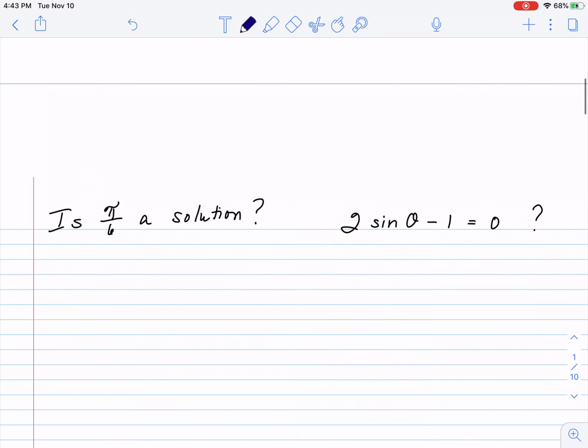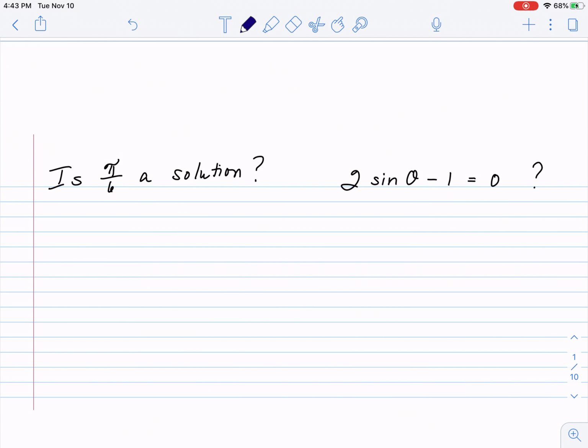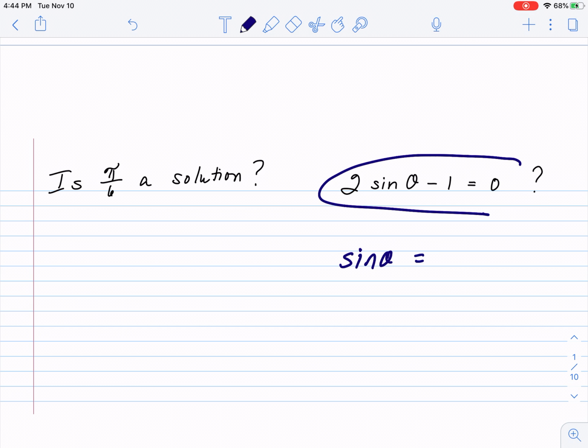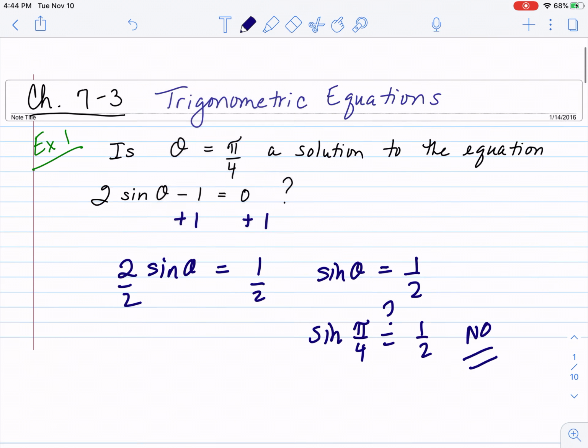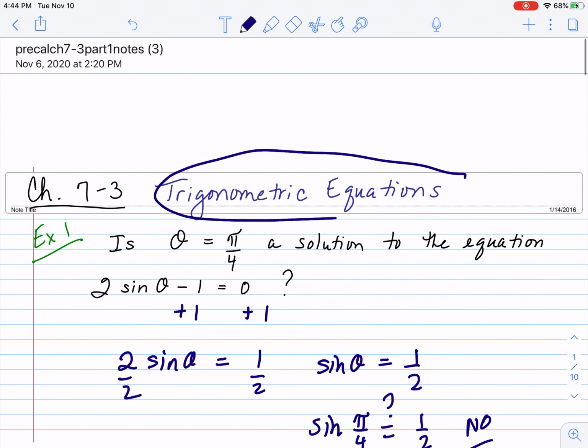Okay, but then if you remember on this next screen, I had the same exact equation, and then I solved again for sine, adding 1, dividing by 2, and I got sine theta is equal to 1/2. So then when I plug in pi over 6, the sine of pi over 6 is in fact 1/2. So yes, this is a solution, okay? So this is what this is all about. This is about trigonometric equations, okay?